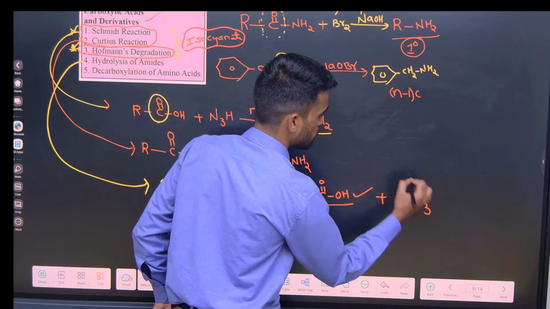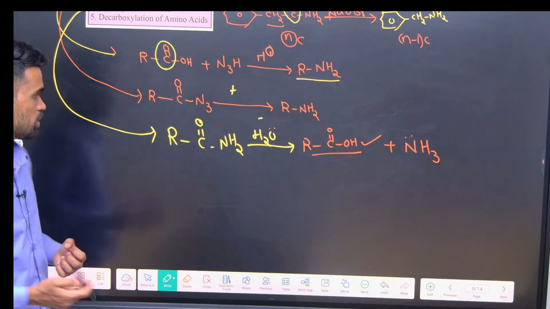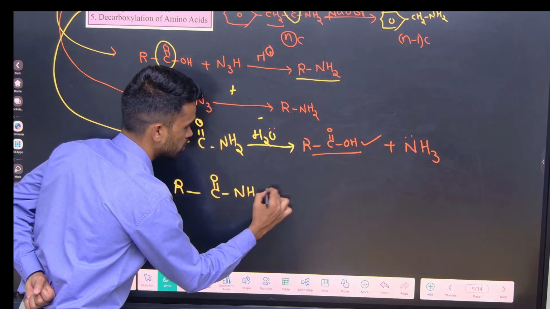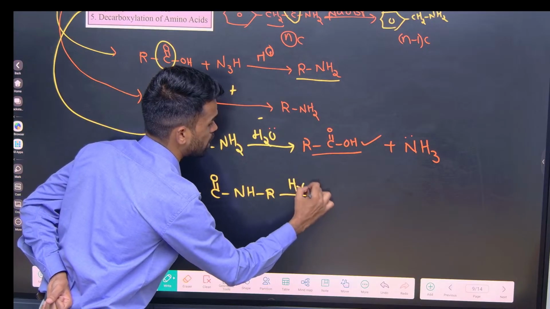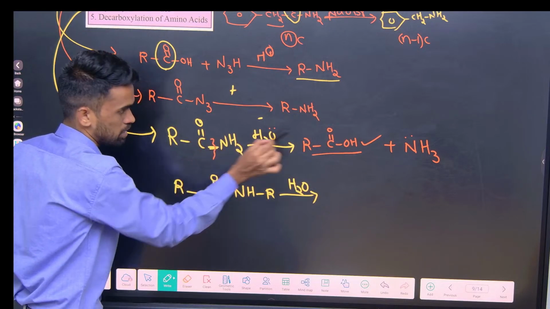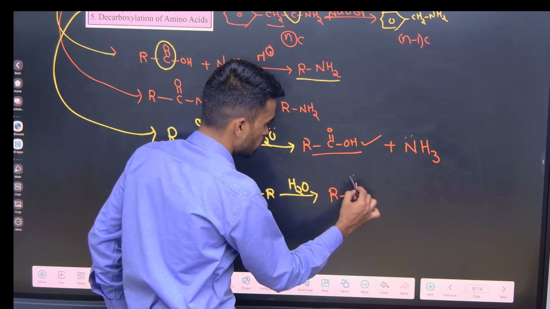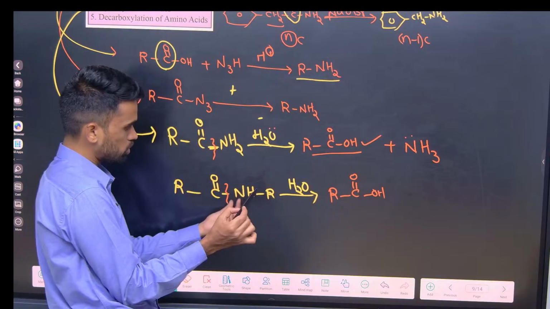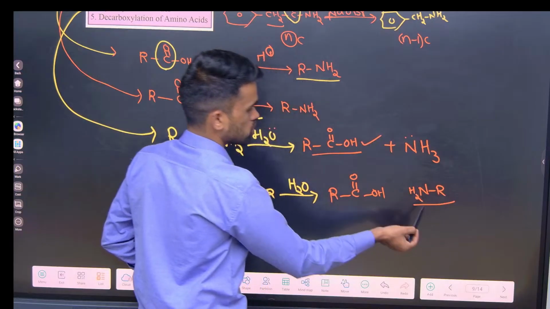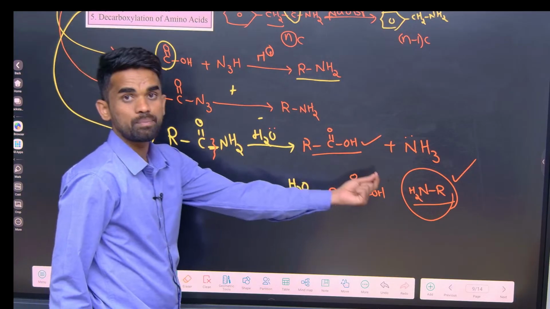What is the product formed? Ammonia gas is formed. So this is an amide, but there are also N-alkyl amides. Take RCONHR and hydrolyze this. Now tell me what happens here. You have just seen that this bond is getting broken in the previous case. So here also, if you break this, what happens? RCOOH, carboxylic acid, and what about this? It will be NH2R. This is your final product. So we got an amine as a product. If it is an N-alkyl amide, you are going to get a primary amine.